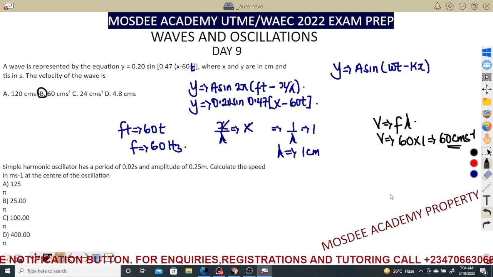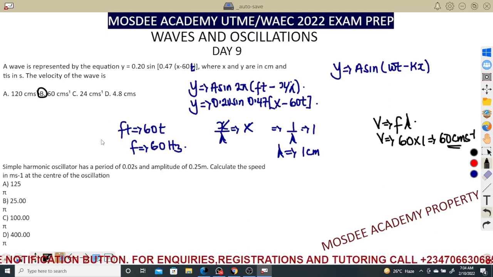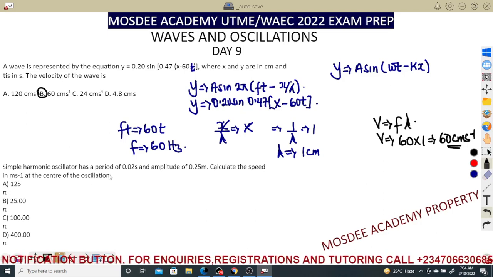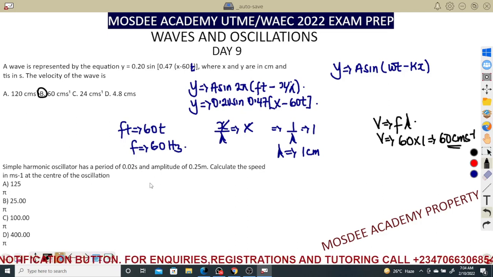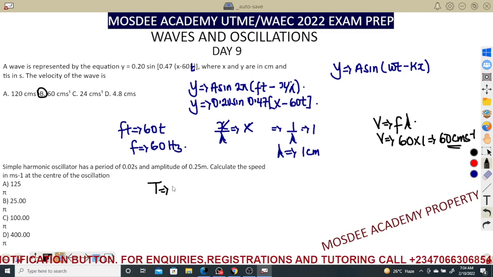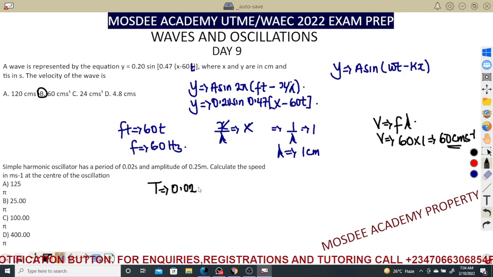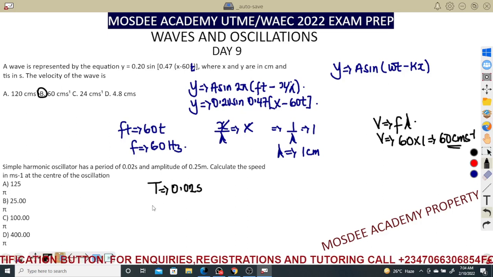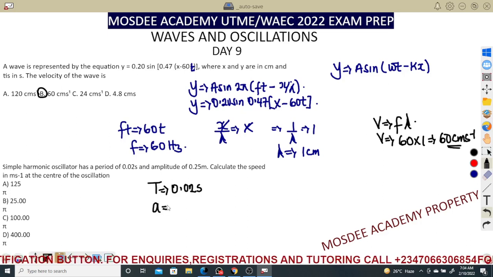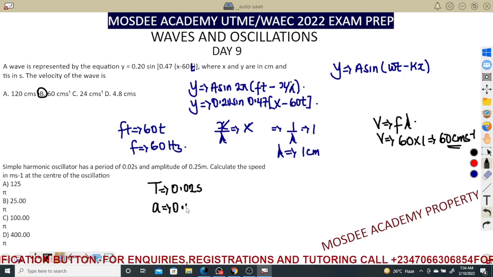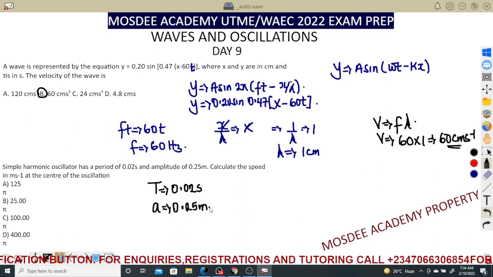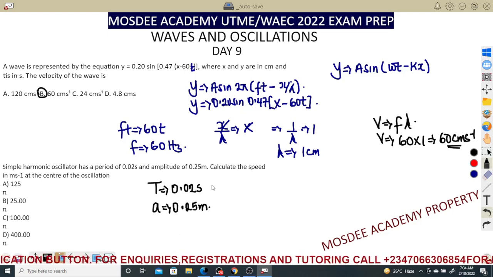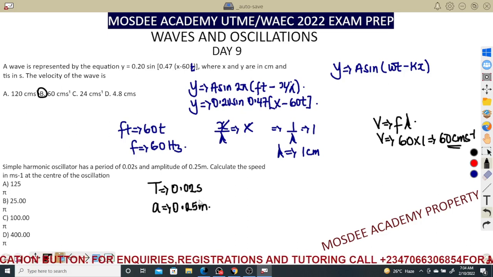So guys, let's move to the next question. The next says, a simple harmonic oscillator has a period, denoted by capital T, of 0.02 seconds, and an amplitude of oscillation. Amplitude is denoted by A. You can use capital A the way it is denoted; I just decided to put small a. Calculate the speed at the center of oscillation.